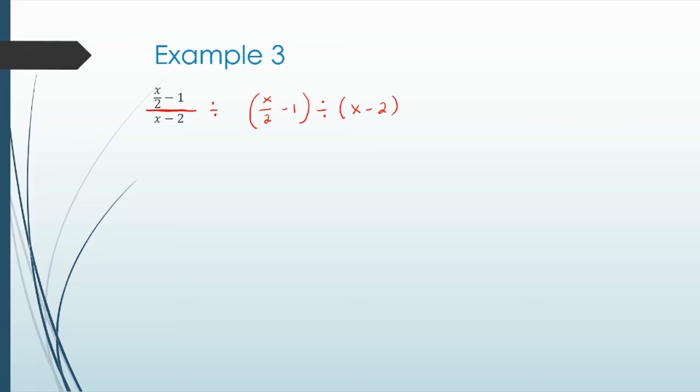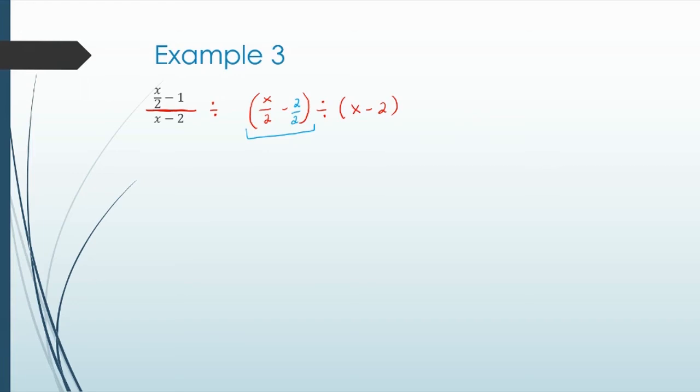And we're going to do that with the x over 2 minus 1. Because we want to combine that to one fraction, which means we need to get a common denominator. So our denominator is 2, and that minus 1 I can make have a denominator of 2 by turning it into 2 over 2. So that way they have the same denominator. 2 divided by 2 is still 1.